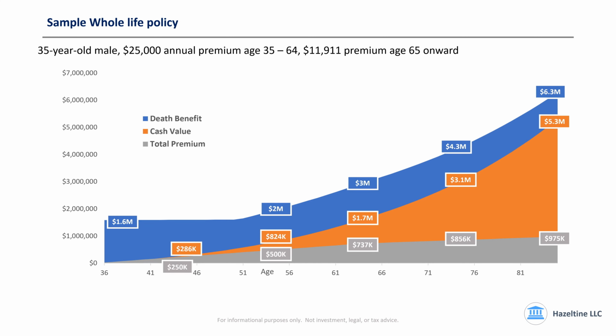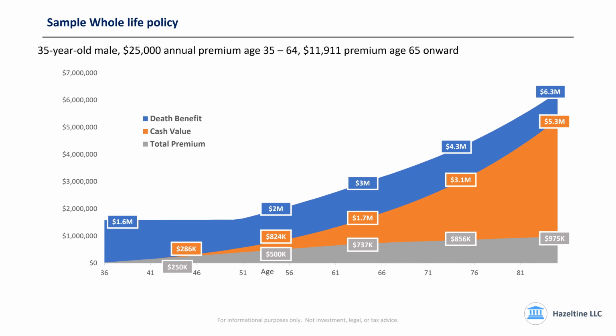So notice in the first 10 years, you see your cash value grow from zero to $286,000. So you had $286,000 of cash value growth. And then if we look at the last 10 years in this example, from age 75 to age 85, notice your cash value grew from $3.1 million to $5.3 million. That's a $2.2 million growth in your cash value over a 10-year time frame. So this just shows you how these policies get more efficient every year they're in force.